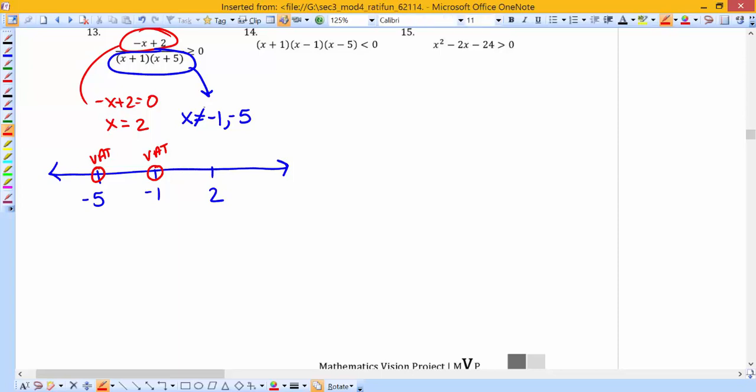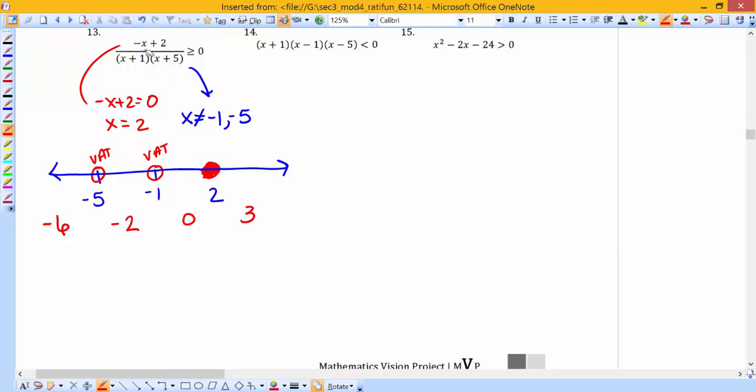Now for the 2, you look at the original inequality. And the original inequality is greater than or equal to. The 2 gets a closed circle. Please be very, very careful there. So now I'm going to test. I'm going to test -6, -2, 0, and 3. And I'm going to plug back into the original.